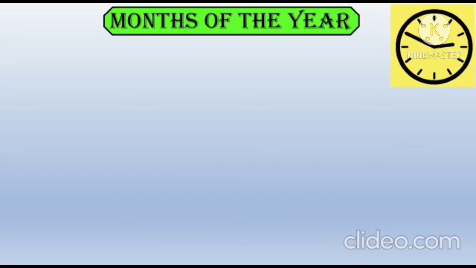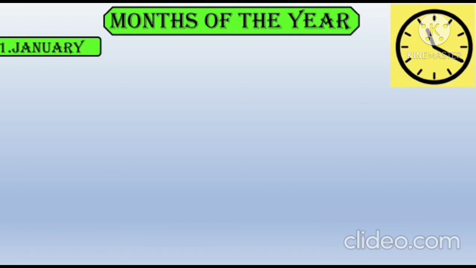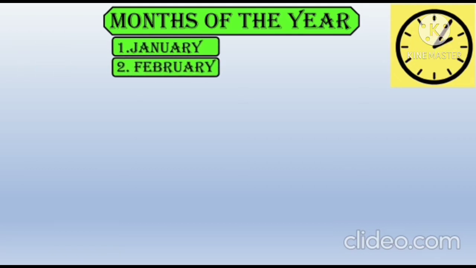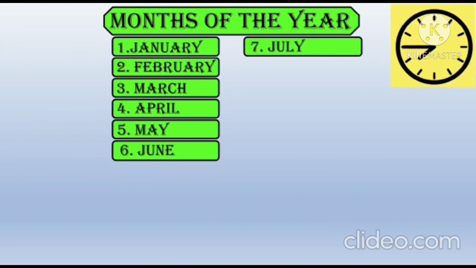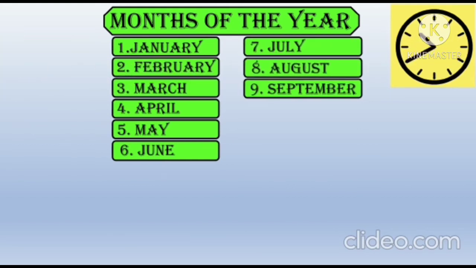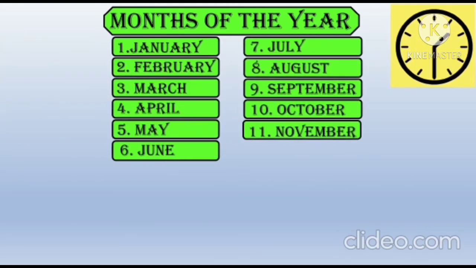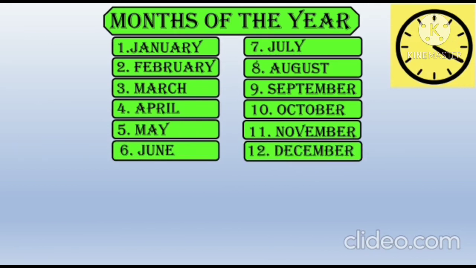Children, let's recall what Candy the calendar told us. It told us about the months of the year. That is January, February, March, April, May, June, July, August, September, October, November and December. Children, we will have to learn the order of these months as well as their spellings because the teacher will ask you these questions in the form of fill in the blanks.